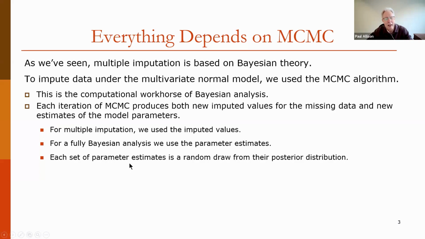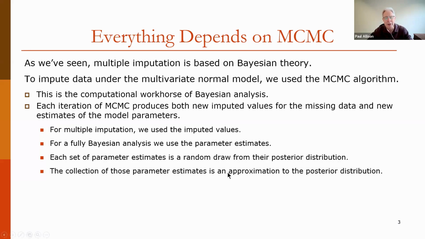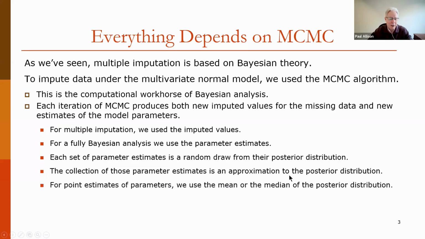Each of those sets of parameter estimates can be regarded as a random draw from their posterior distribution. For Bayesian analysis, the posterior distribution is what you want and tells you everything you need to know about your estimation of the parameters. The collection of all those parameter estimates is an approximation to the posterior distribution. And of course, the more iterations that you get, the closer that approximation is going to be to the true posterior distribution.